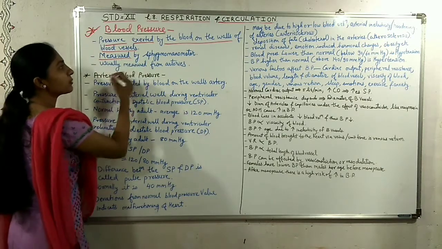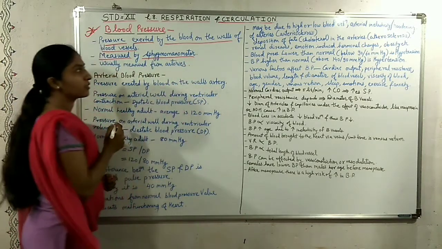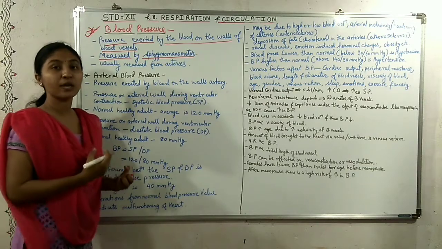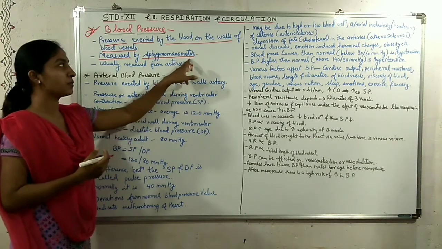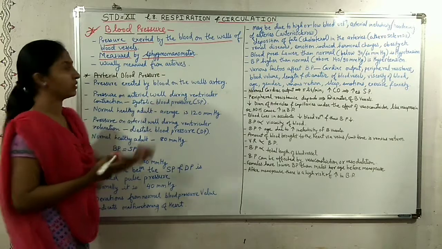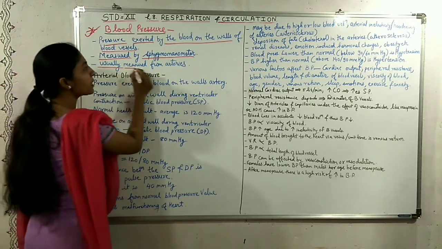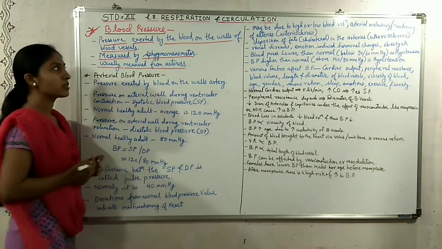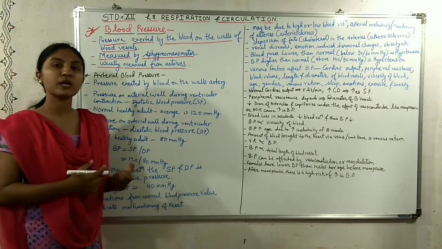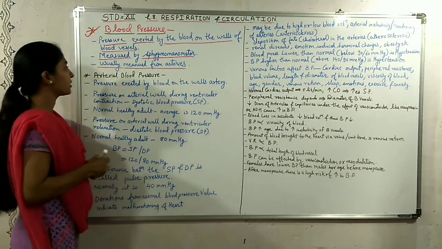It is measured by a sphygmomanometer. The device which is used to measure the blood pressure is called a sphygmomanometer. It is usually measured from the arteries. The blood pressure is normally measured from the arteries.